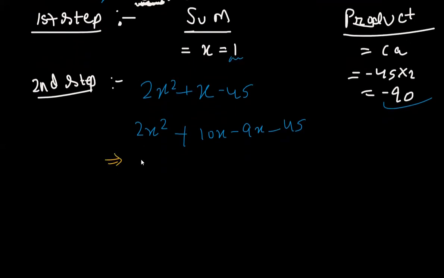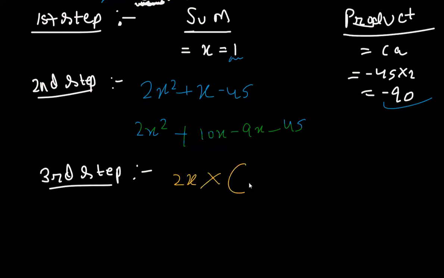Second step is completed. Now let us go to the third step. In the third step, we have to just take common. So what can we take common from this? Yes, 2x can be taken common. If I take 2x common, it will be x plus, now 10x divided by 2x is 5. It is simple.